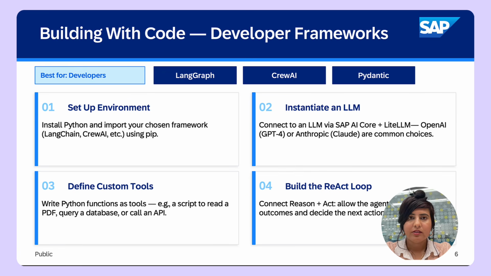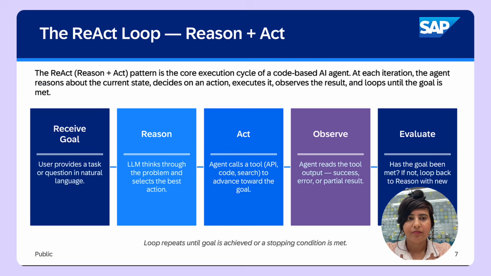We need to connect, reason, and act. So we need to allow the agent to evaluate the tool outcomes. Once an action is performed, the tool outcome, like the response codes, any error codes or success codes or partial outputs, has to be analyzed and further steps have to be dynamically decided. So here is the ReAct loop, the reason and act loop.